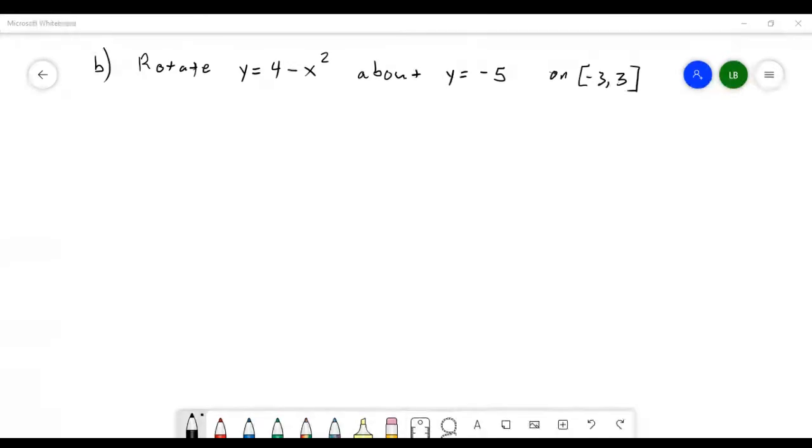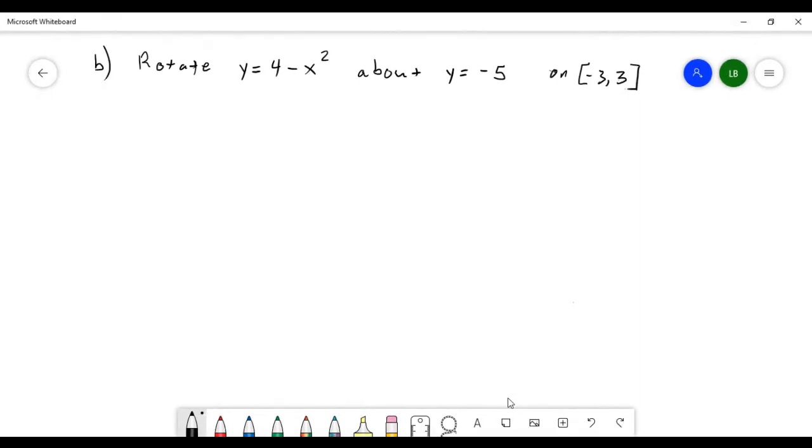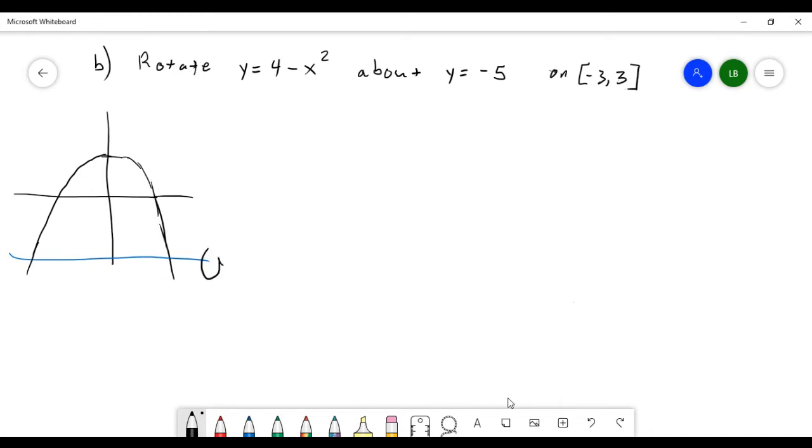Let's see. Rotate about the line y equals negative 5. So, for instance, if we had a picture, this here would be the line y equals negative 5. We would have a quadratic like that. I'm saying rotate it right about that line there.